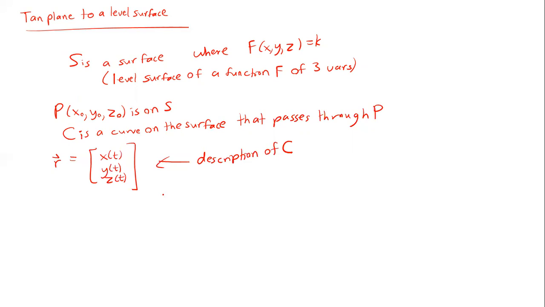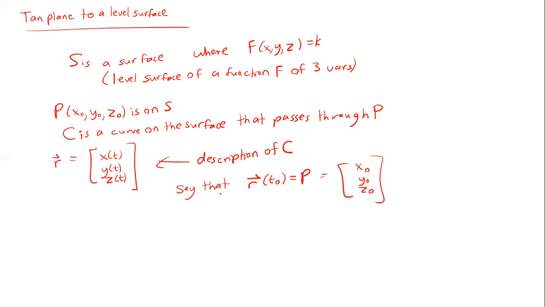And say that this r of t0 is equal to P, because that would equal x0, y0, and z0. Let's say that that's how that works.